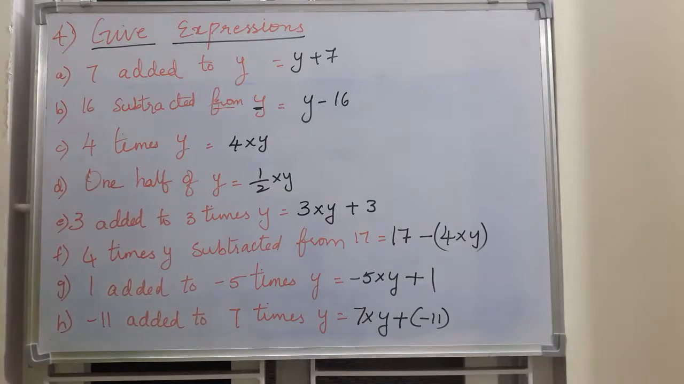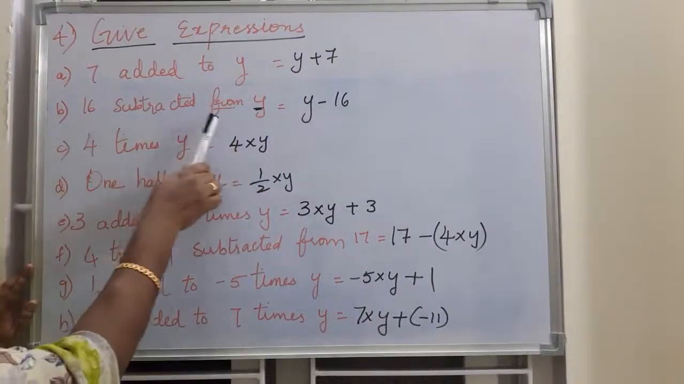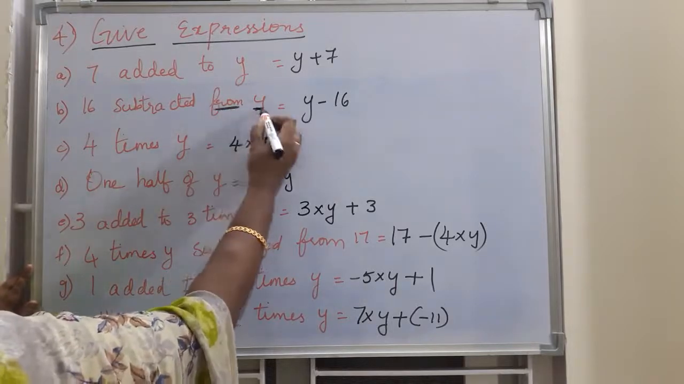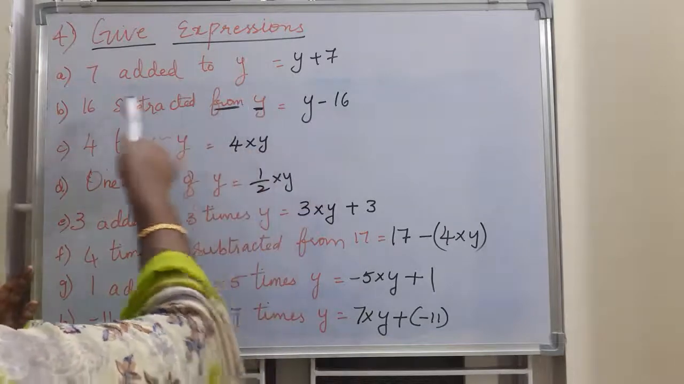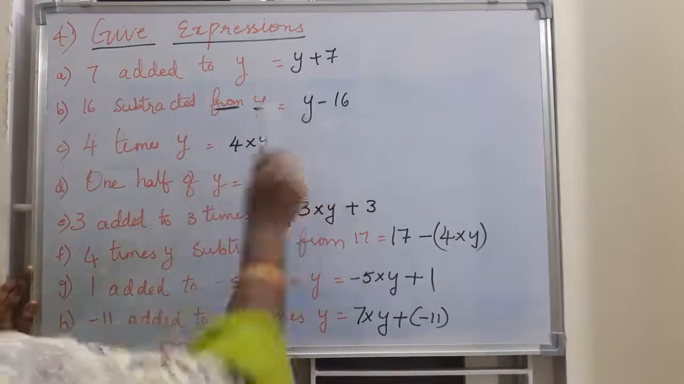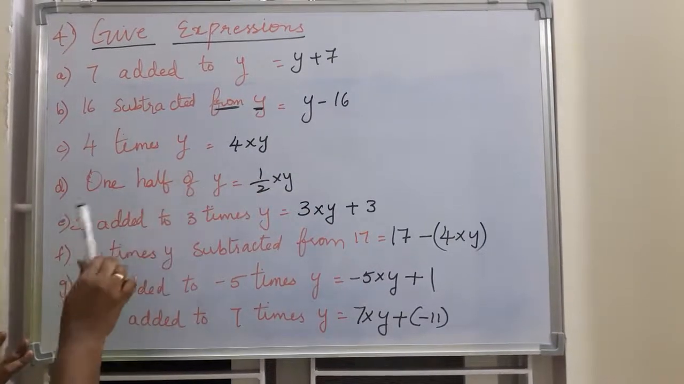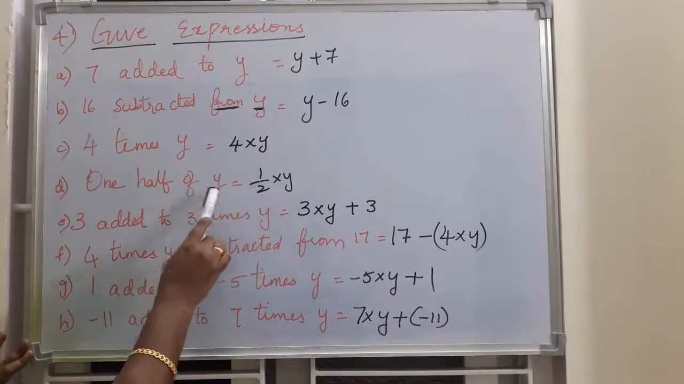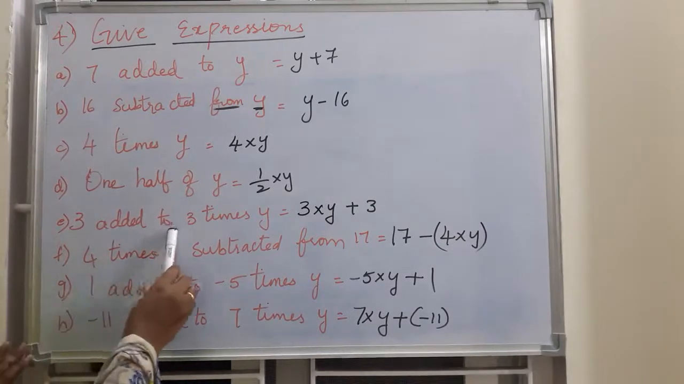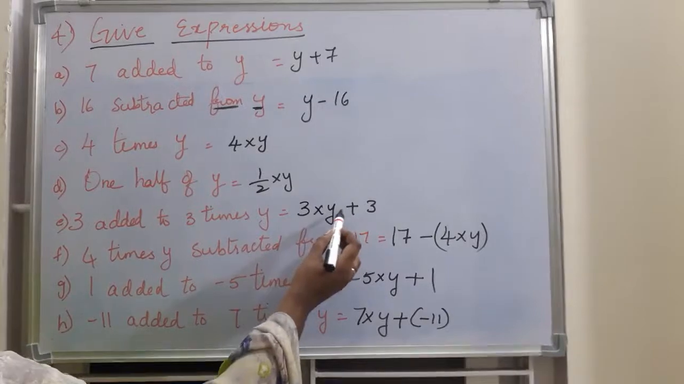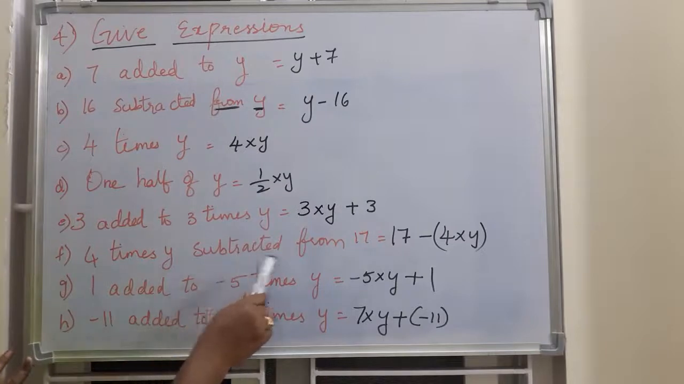So once again listen children. 7 added to y, so y plus 7. 16 subtracted from y. Whenever you see from, the next alphabet or number should be first, and the next number you have to subtract from that. So y minus 16. Times means multiplication, so 4 into y. 1 half of y: 1 half means 1 by 2, of y. Of means multiplication. Y means y. Okay. 3 added to 3 times y. So 3 into y. For this you are adding what? 3. So plus 3.